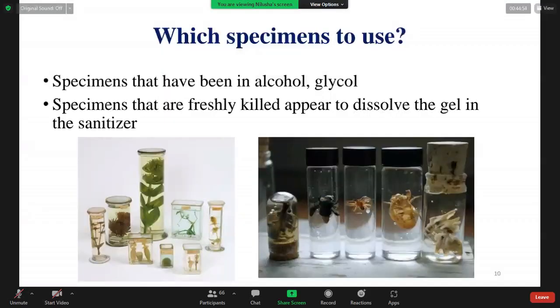In wet preservation, we can use media like alcohol and glycol, and the specimens may remain visible as a freshly killed insect or fresh sample, like in this picture, you can observe that.